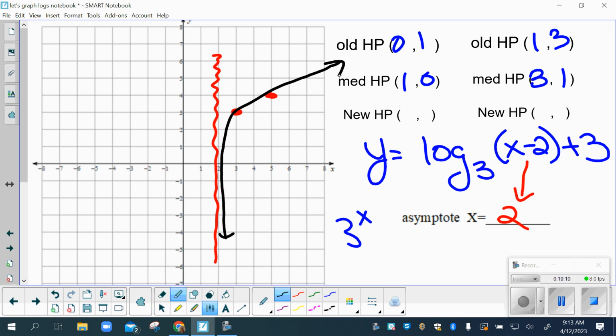And that is graphing a logarithmic function, which is serious pre-calc stuff. Look, I did stuff this time.